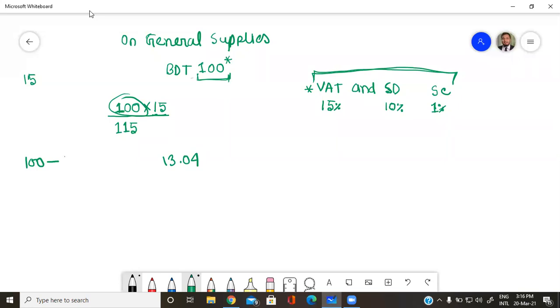13.04. And if we subtract this VAT 13.04, we get how much? 84.96, is it? Sir, 86.96. 86.96. Fine. So what we have calculated here is the VAT amount. And now this 86.96 is excluding VAT, but it is inclusive of supplementary duty and supplementary charge.